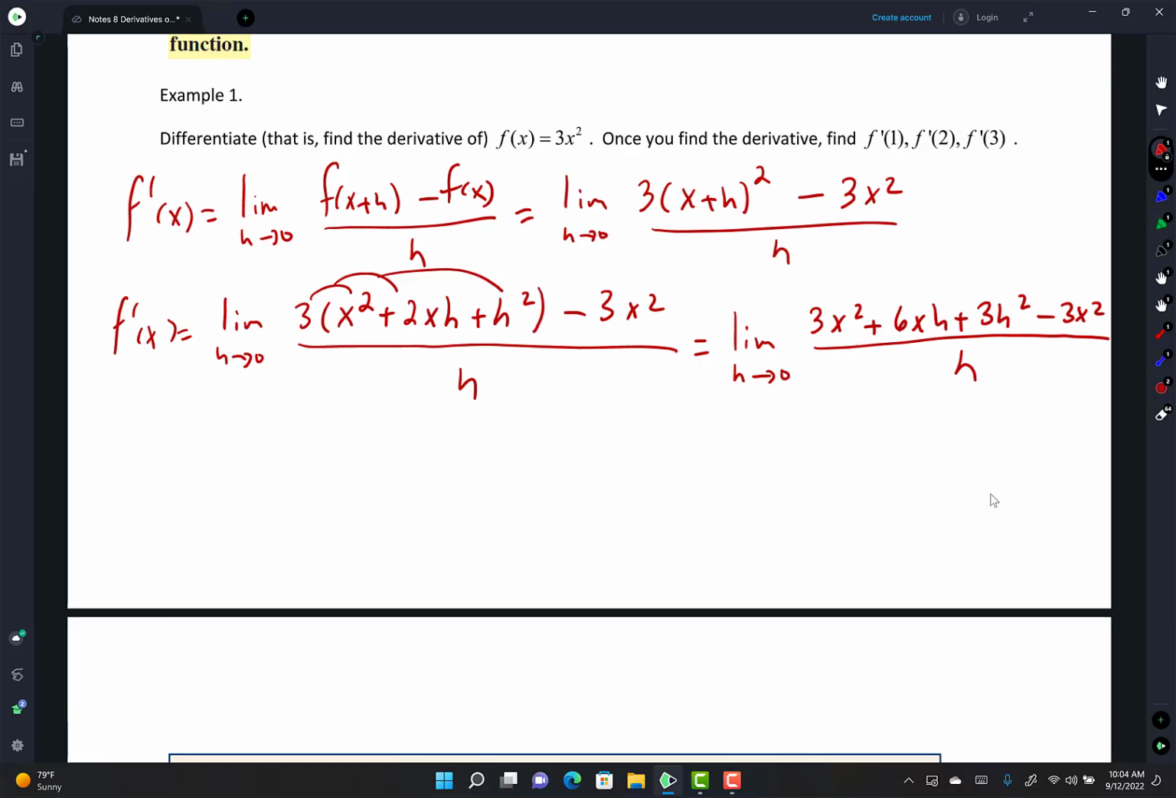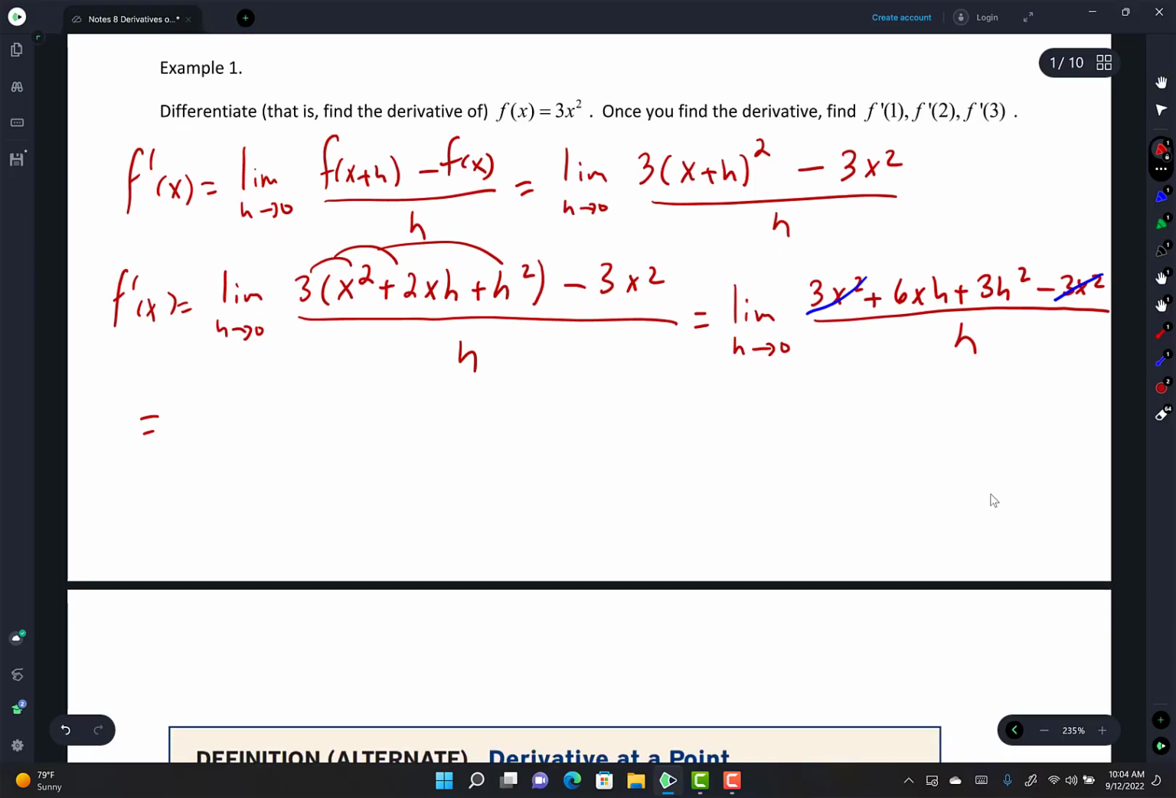We're so far pretty good. Nothing crazy. What's going to zero out? It's always going to zero out like that. Now, what can I factor out? An h. So we're going to factor out the h, and I'm going to be left with 6x plus 3h all over h. What's going to cancel out now? The h's. And what is h approaching? 0. So all I have is 6x. So I'm going to write here on the side, f prime of x, the derivative, is just 6x.